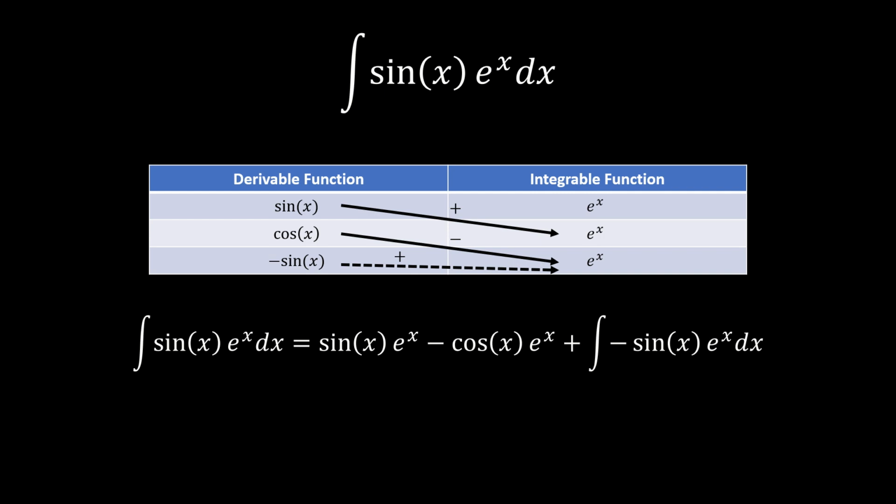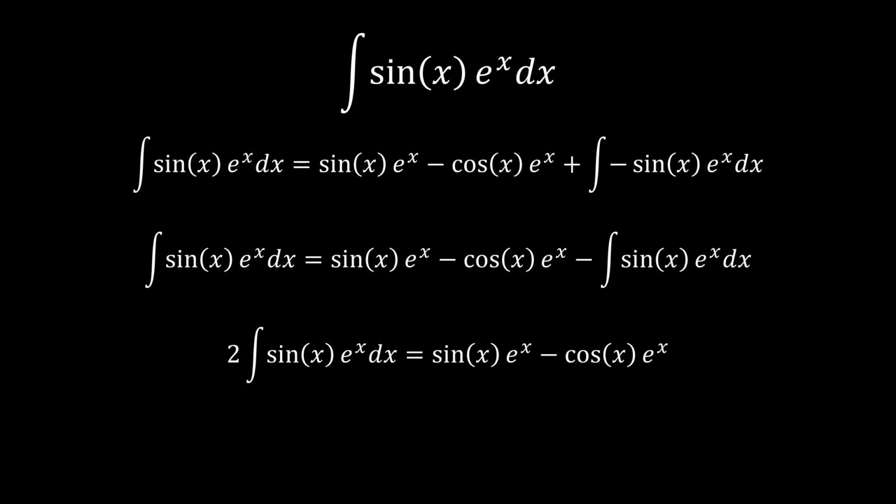Because we alternate our terms by multiplying by positive 1 and negative 1, regardless if we're using diagonals or horizontals. Now then, that gives us our temporary solution, which lets us see that we have the integration of sine x e to the x dx on both sides, but on one side we're subtracting it, so let's add that to the other side. So now on the left side, we have 2 times the integral of sine x e to the x dx, equaling sine x e to the x minus cosine x e to the x.